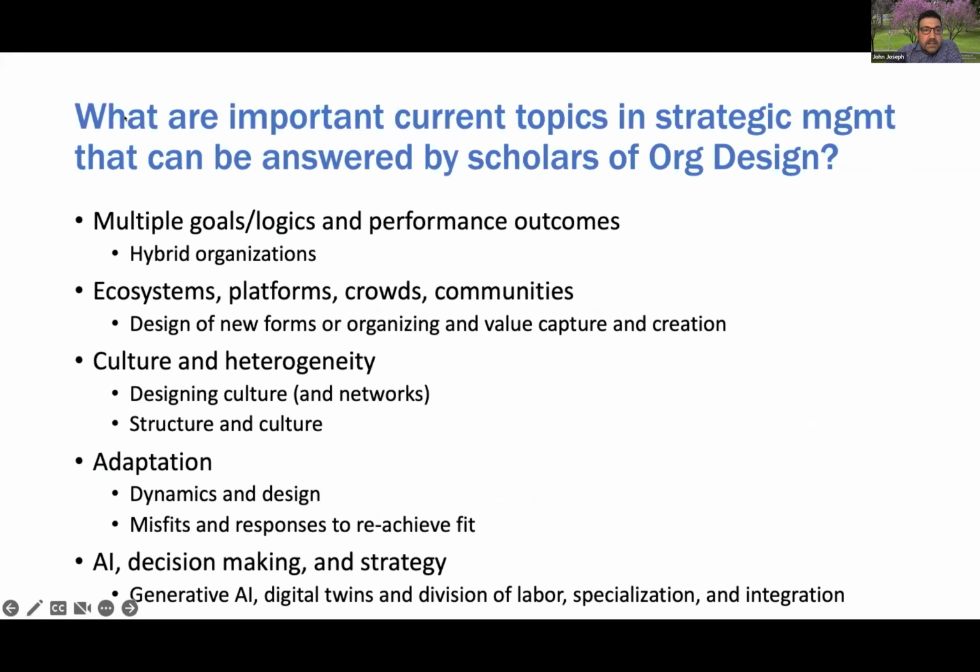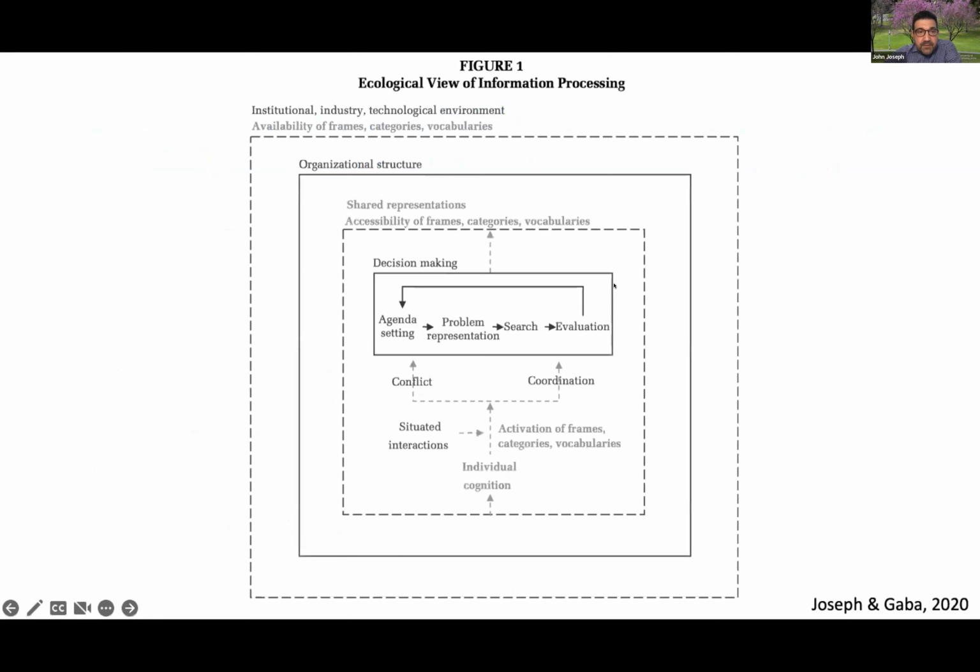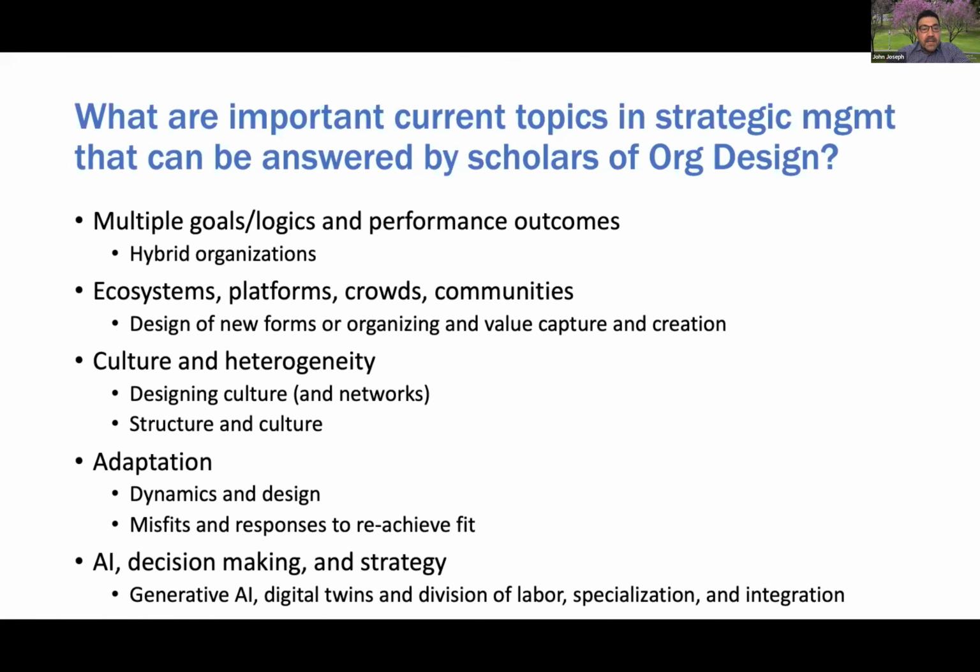So then what exactly are the important topics that org design might be particularly suited to help answer? Well, one of the big ones is multiple goals, logics, and performance outcomes. I will get a plug in here for my paper with Viba in the Annals in 2020. We are very conscious about discussing how institutional pressures are filtered through organizational structure and how this impacts the organization. Ecosystems, platforms, crowds, communities.